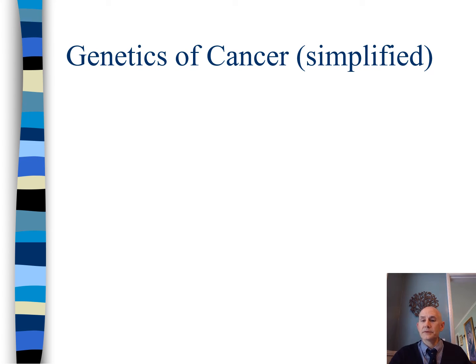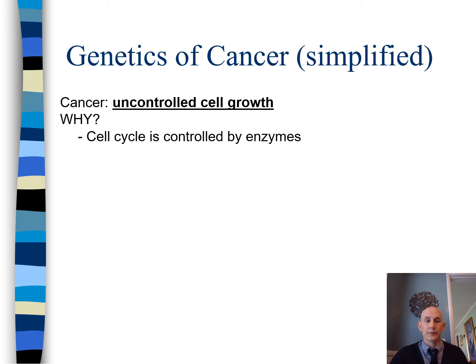So cancer then, as we know, is uncontrolled cell growth. This could happen multiple ways.